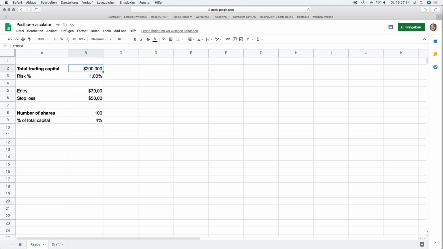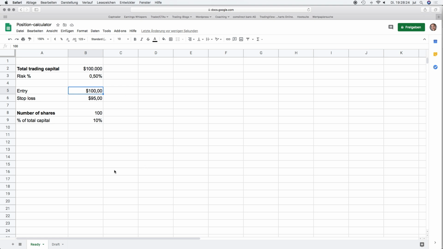But let's take another scenario. So 100,000, for example, and we want to risk 0.5%, and we enter at 100, and we put a stop loss in at 95, and in that case we have a 10% position from the 100,000, and we can trade 100 shares, only risking 0.5% of the total capital, so $500 in that case.